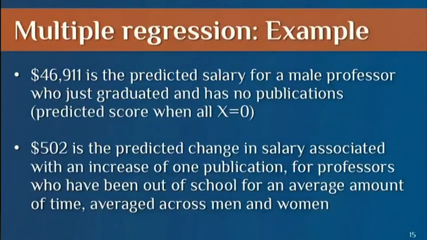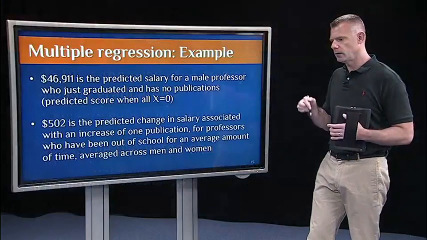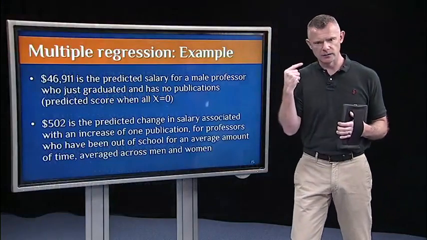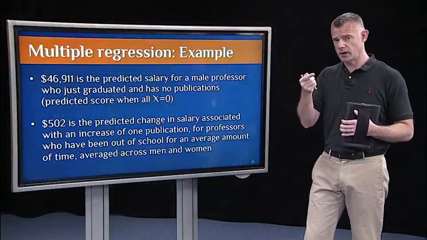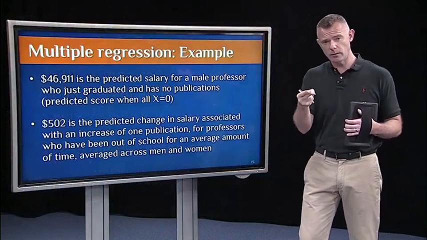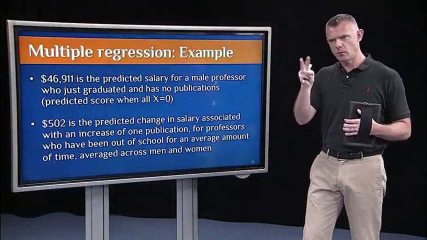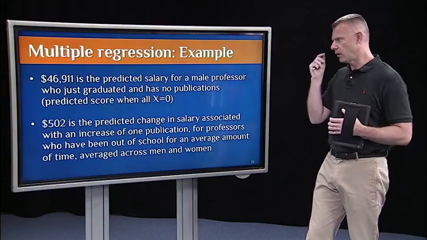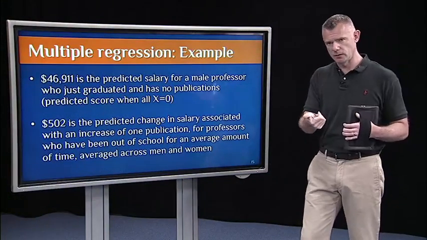46,911 was the regression constant. What is that? It's the predicted score on Y when all the X's are 0. So it's when someone has no time since their PhD, so they just graduated, they have no publications, and what was coded as 0? Well, I coded men as 0.